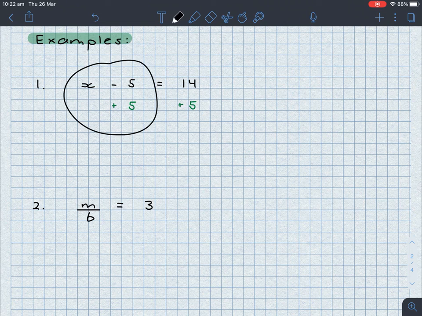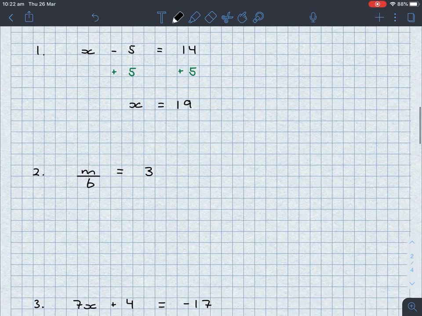So if I take x minus 5 and I plus 5 onto that, that means my minus 5 is gone and I'm just left with x. Still got my equal sign. You'll notice that I'm writing that directly underneath. And then 14 plus 5 is 19. So x must be equal to 19. That's the only thing that we can sub in here that will make this equation true.